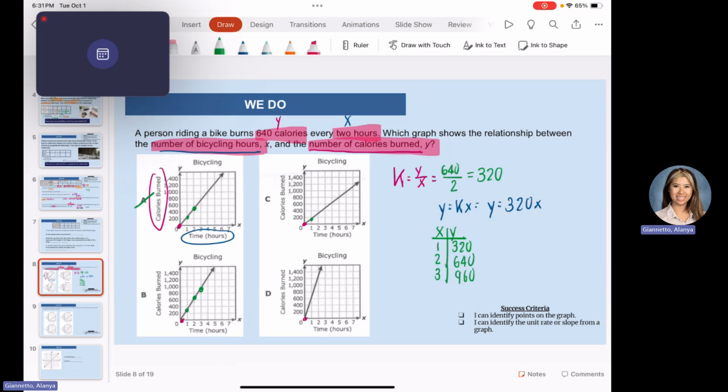Okay, so for 1 over here, our answer for our y is less than 200, right? So it can't be C because we need it to be 320. For D, 1 is way too big. Our y value is 600, and we need it to be 320. So yes, B was our answer.